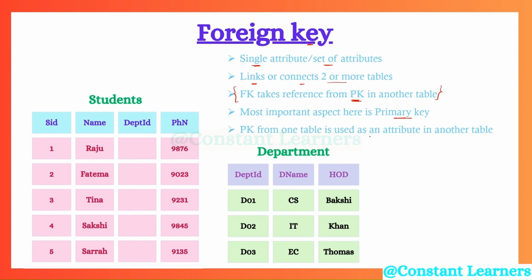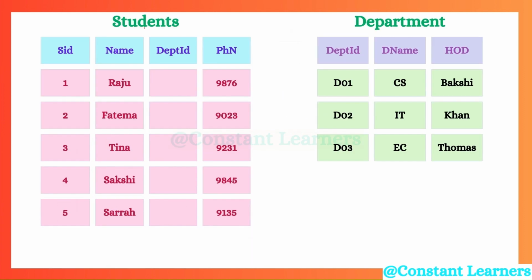But we need to understand that the primary key is actually the link between the two tables. But when we are using a primary key from one table in another table, then in that case, it is known as the foreign key. Let's understand this with an example. Here we have two tables. One is the students table and the other one is the department table. Alright. Now, in the department table, we have the department ID, which is the primary key. We have the department name and the heads of the department, right?